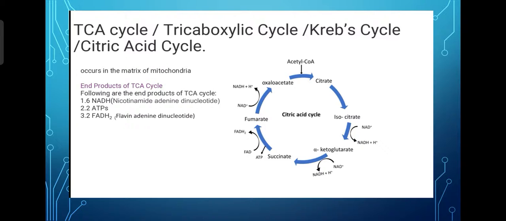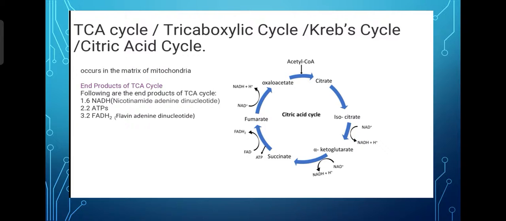Then in a succession of reactions, citrate is rearranged to form isocitrate. Then isocitrate loses a molecule of carbon dioxide and then undergoes oxidation to form alpha ketoglutarate. Then alpha ketoglutarate loses a molecule of carbon dioxide and then it gets oxidized to form succinyl CoA, that is succinyl coenzyme A. Then the succinyl CoA is enzymatically converted to succinate and succinate is again oxidized to fumarate.